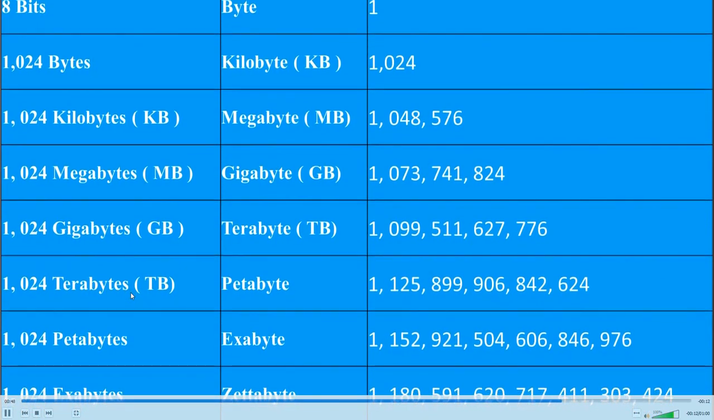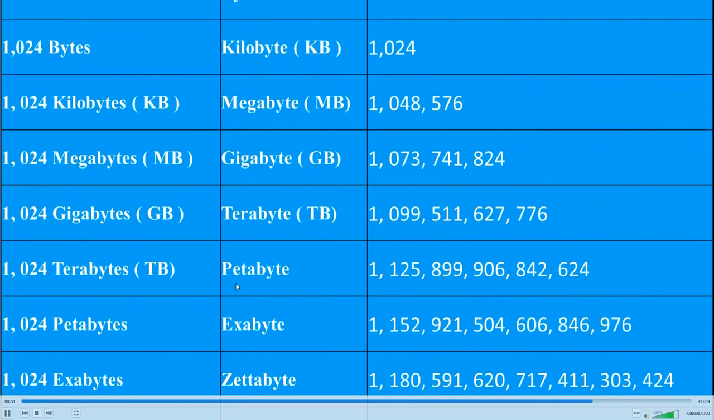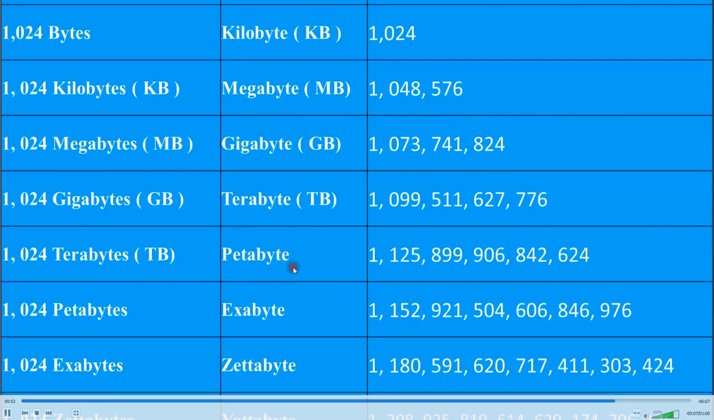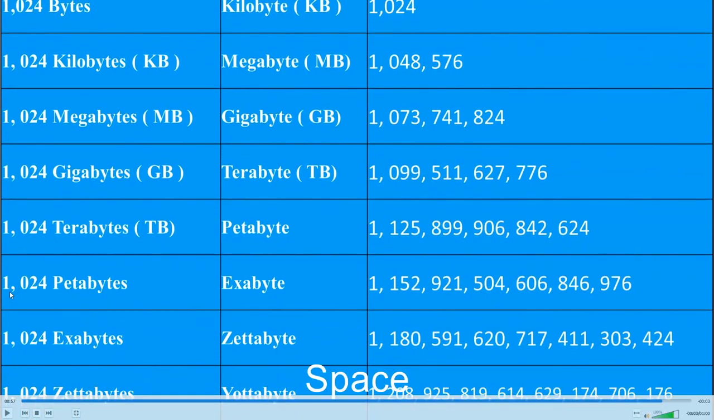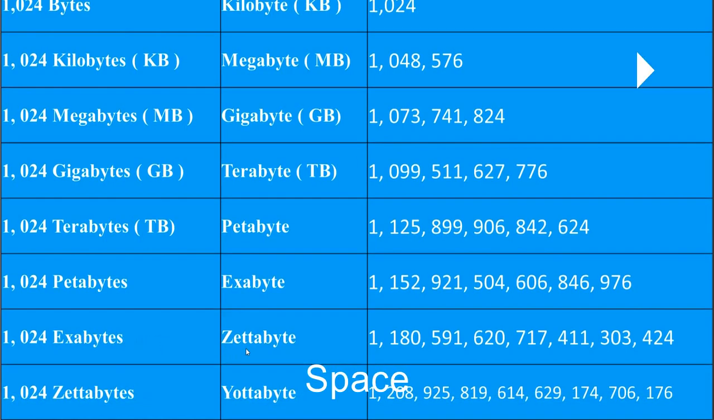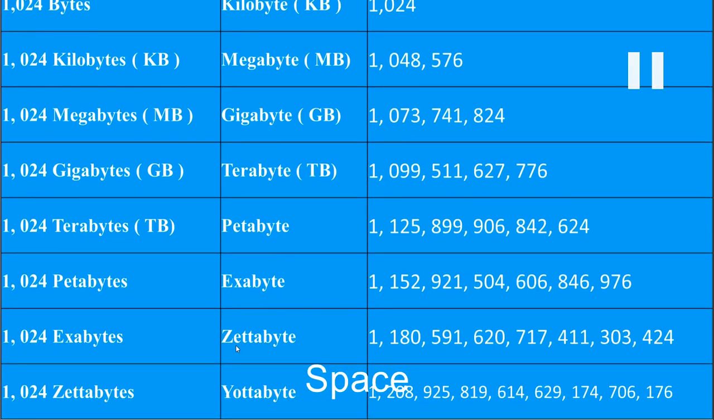1024 terabytes or TB is equivalent to 1 petabyte. 1024 petabytes is equivalent to 1 exabyte. 1024 exabytes is equivalent to 1 zettabyte. 1024 zettabytes is equivalent to 1 yottabyte.